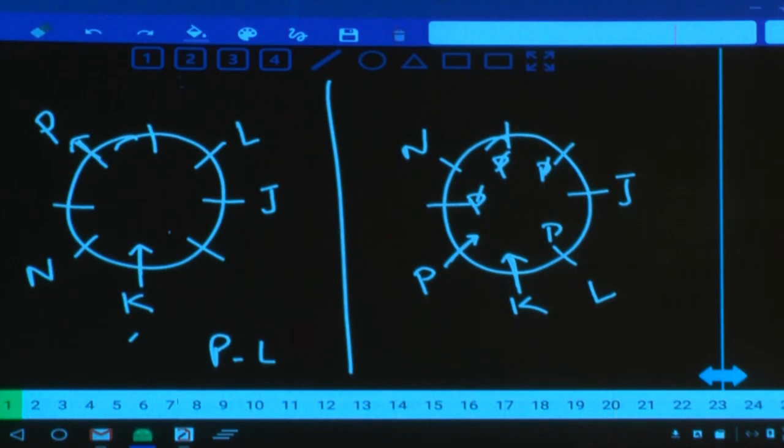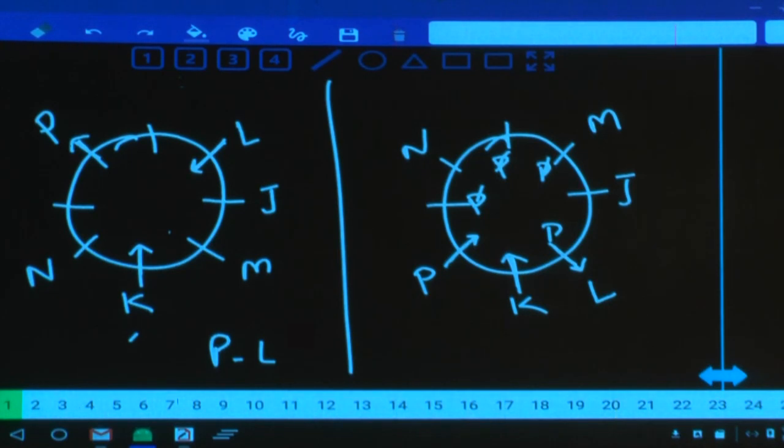M sits second to the left hand side of L. As M sits second to the left of L, M must be in this place. Then, L is towards the center. Then only M sits second to the left of L is valid. And in this one, M sits second to the left of L, M must be here. Then this L must be away from the center. Are you following or not? M sits second to the left of L.